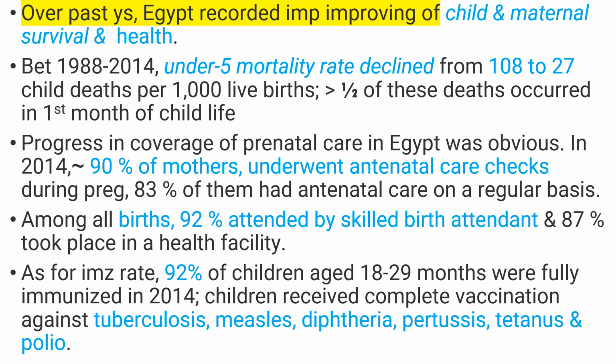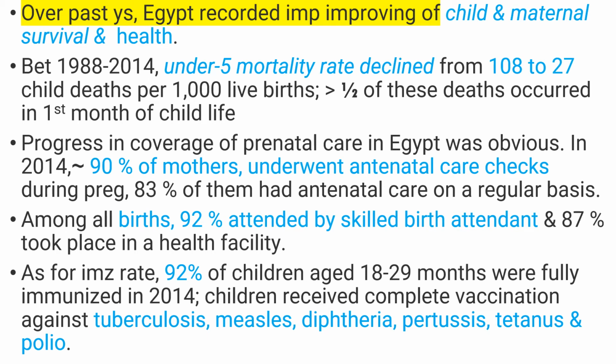Over past years, Egypt recorded important improvement of child and maternal survival and health. Between 1988 and 2014, under-5 mortality rate declined from 108 to 27 child deaths per 1,000 live births. More than one half of these deaths occurred in the first month of child life.